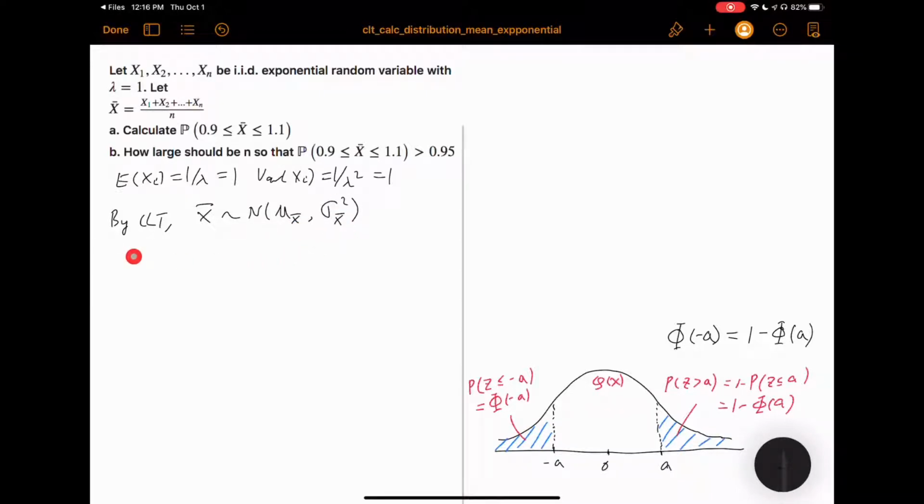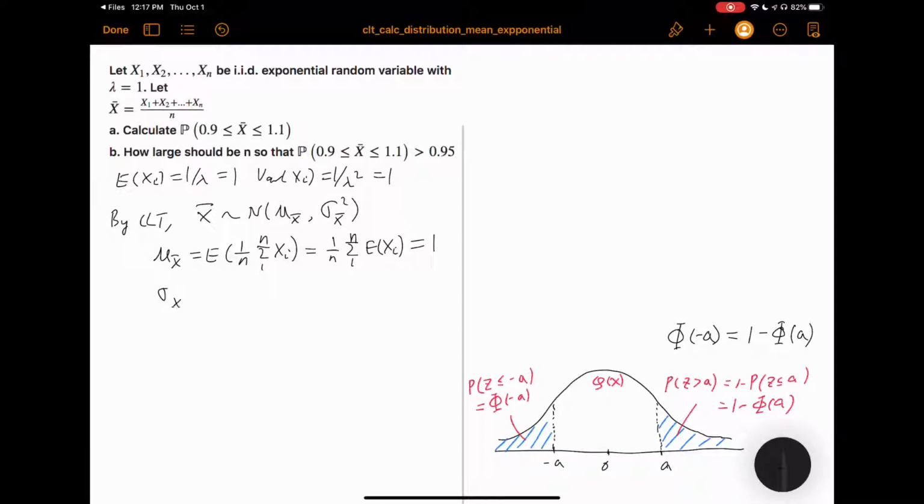So mu X bar is equal to the expected value of 1 over n summation 1 to n of Xi. So this is equal to 1 over n summation 1 to n of the expected value of Xi. When you take the expected value of a constant multiplied by a random variable, you can move the constant outside of the expectation. And if you take the expectation of a summation of Xi, you can move the expectation inside of the summation. That's why this is true, because each expected value of Xi we just calculated is 1. So this is equal to 1.